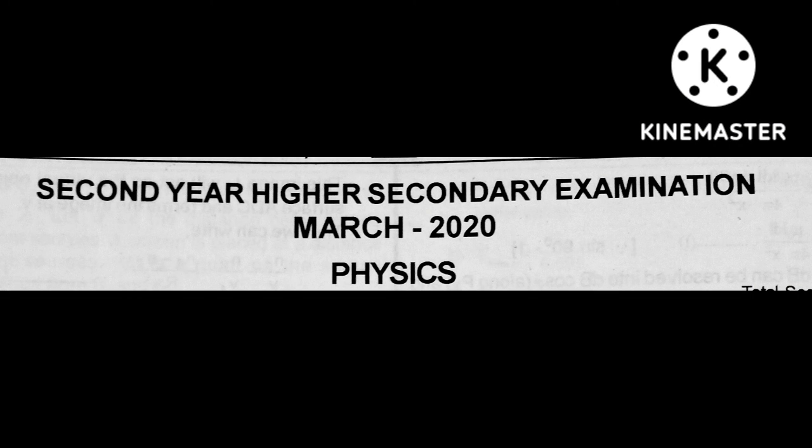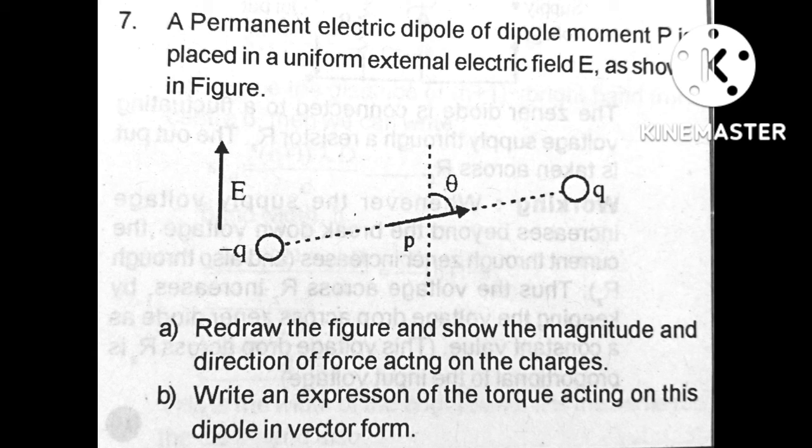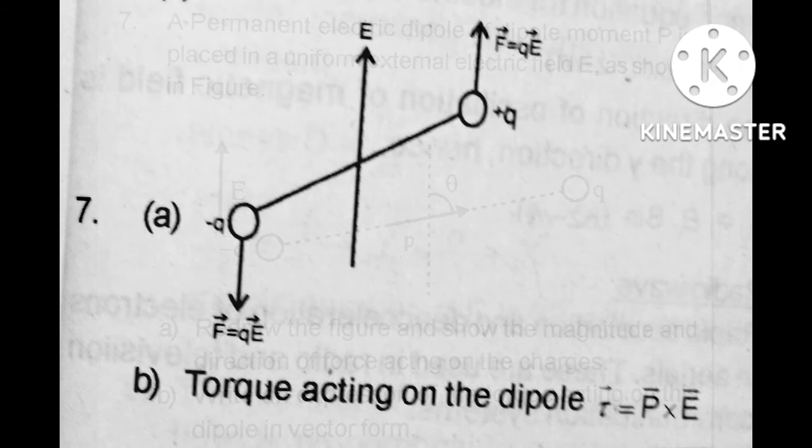Now we are going to discuss the questions from March 2020. The first question is: a permanent electric dipole of dipole moment P is placed in a uniform external electric field E as shown in the figure. Question A, redraw the figure and show the magnitude and direction of force acting on the charges. And B, write an expression for the torque acting on this dipole in vector form.